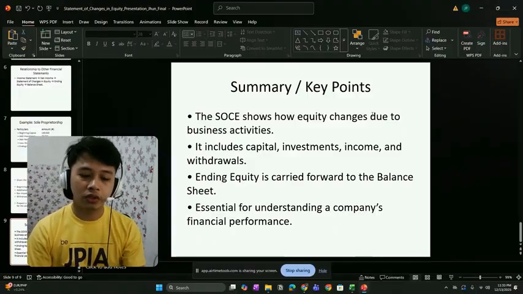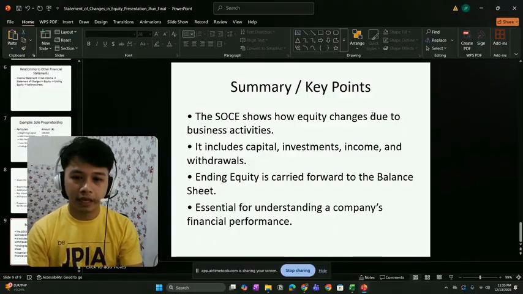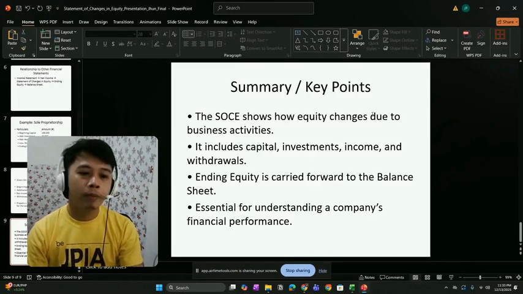And lastly, yung SOCE is essential in understanding company's financial performance because in-explain ito how profits, losses, and owner transactions affect the business capital. Okay, so that's all for my lesson.